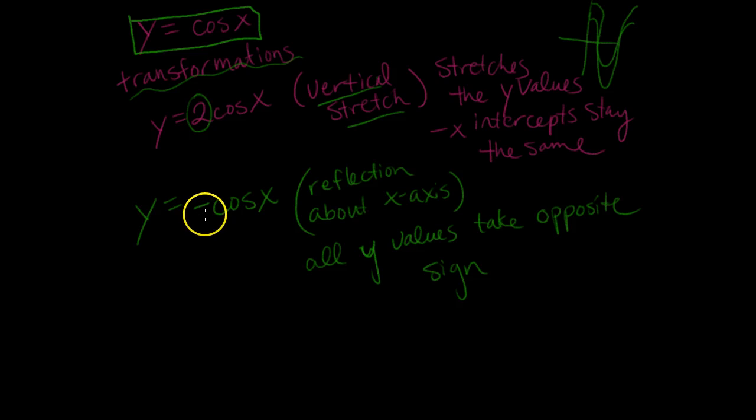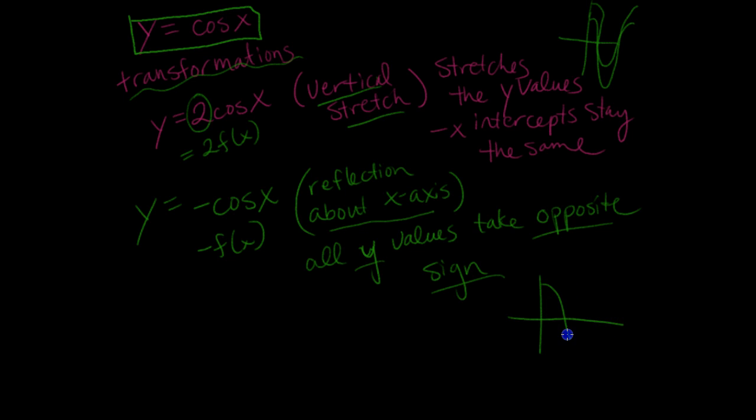Now, if you have a negative out front of your function, and this would be a function, if you guys remember function notation, that's called a reflection about the x-axis, and all the y values take the opposite sign of what they were. So here's our original cosine graph like this, and instead we're going to reflect it, and it goes down here.